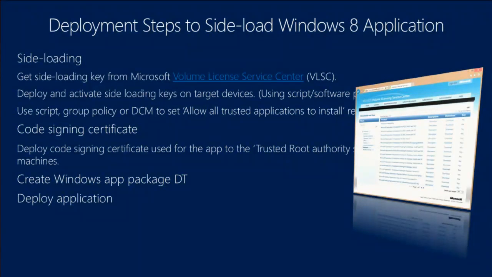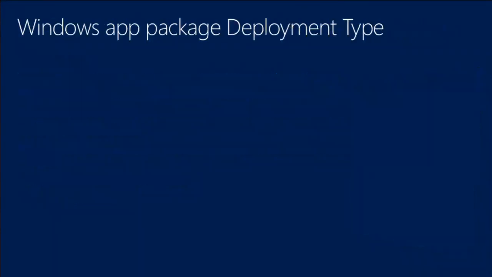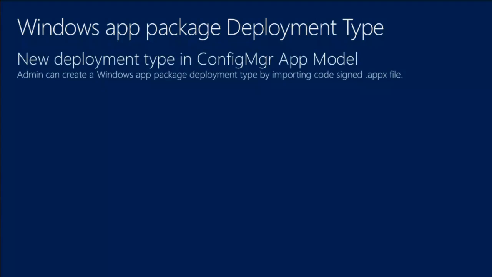Once you deploy the sideloading keys, there are multiple ways to do that. If it is a domain joined PC, you can use GP, and you can use SCCM to deploy a script to enable this. Then the code signing certificate, that's the one that you have to deploy in the trusted root authority of the machine store. Then you have to create the deployment type using Configuration Manager so that the Appx application can be packaged. And then the last step is to deploy the application.